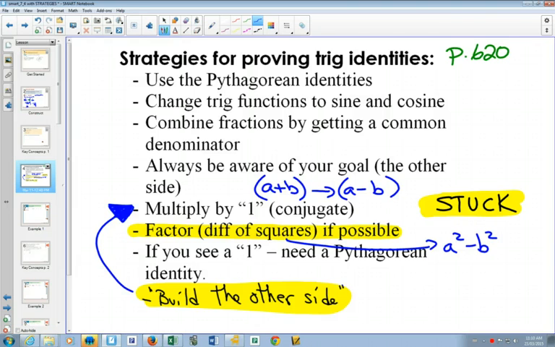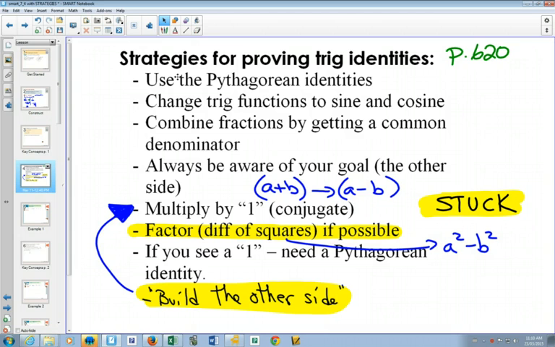Last little one here is connected to the first one. If you see a 1 somewhere, that comes up in each of our 3 trig identities here, with sine squared plus cos squared equals 1, tan squared plus 1 equals secant squared, and cotangent squared plus 1 equals cosecant squared. So if you see a 1, that's giving you a hint. Maybe I can use one of those Pythagorean identities.